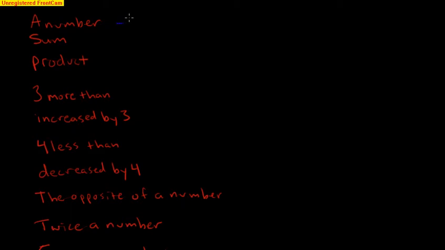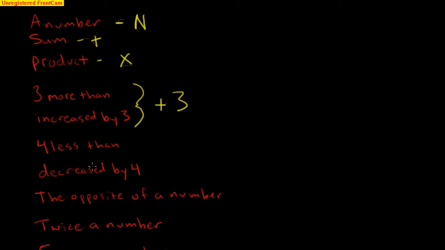Let's first become familiar with some of the phrases. A number, we would usually use the letter n to represent a number, just because number starts with n. For sum, we know that sum means we're going to be adding. When we add two addends, we get a sum. Product means we're going to be multiplying. 3 more than and increased by 3 are both ways of saying the same thing, both ways of saying plus 3. We might say a number increased by 3. We're going to take n plus 3.